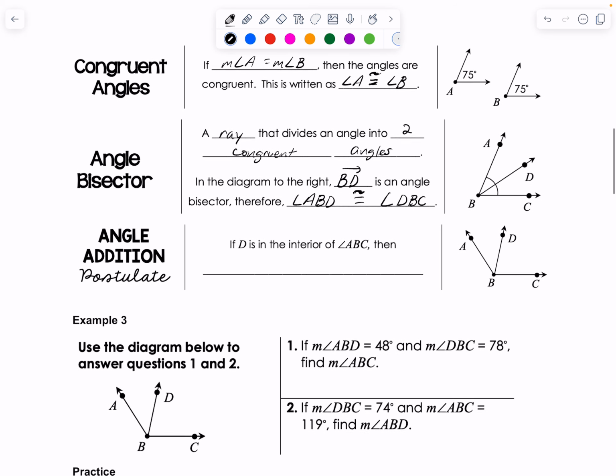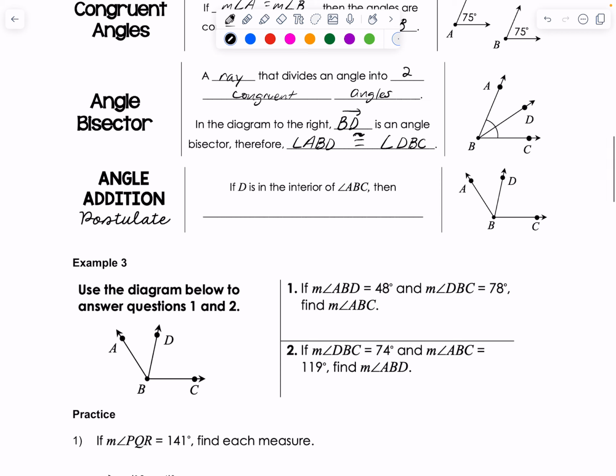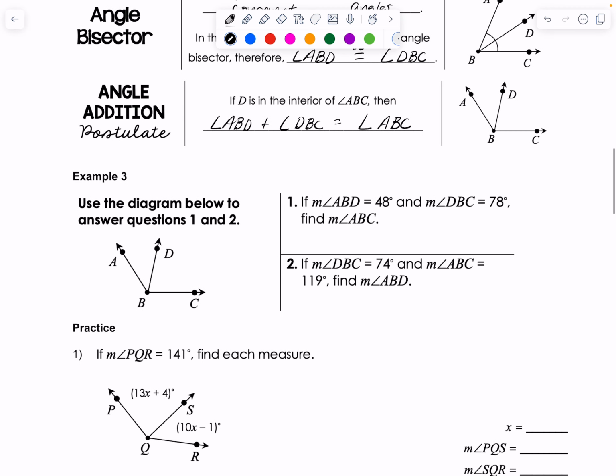And then last but not least, the angle addition postulate, similar to the segment addition postulate: if D is in the interior of angle ABC, then angle ABD plus angle DBC is equal to the larger angle ABC. Again, you can name all three of those angles differently. Let's use some of that information to do just two examples, and then I'll let you do some practice.